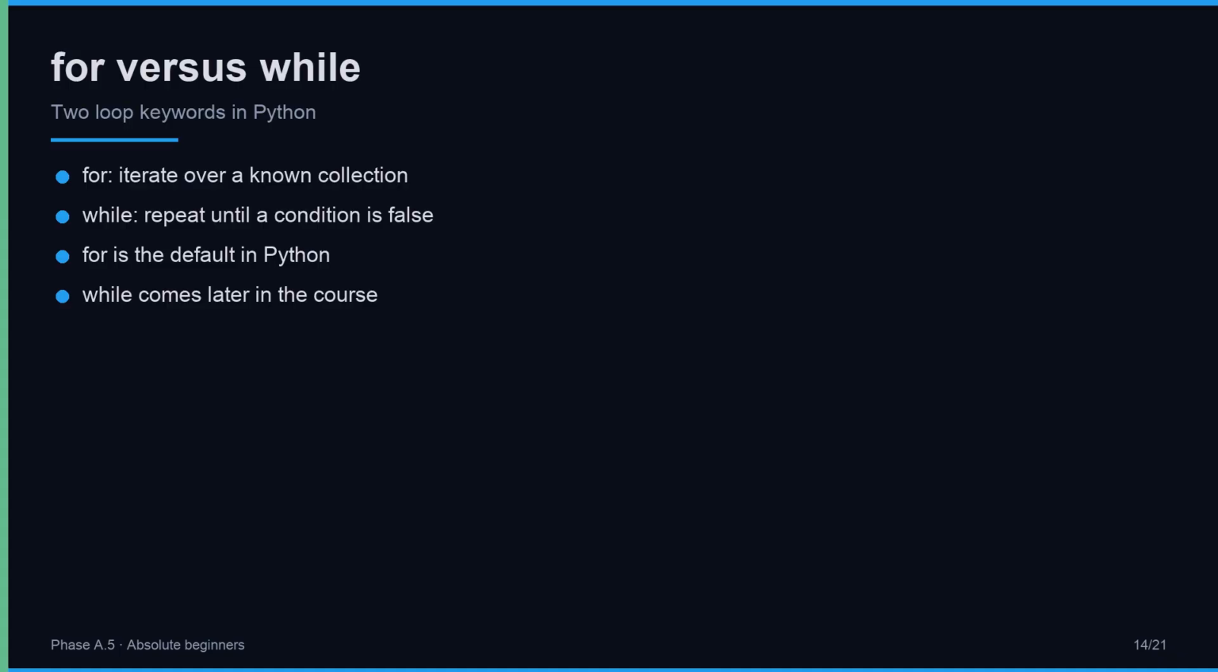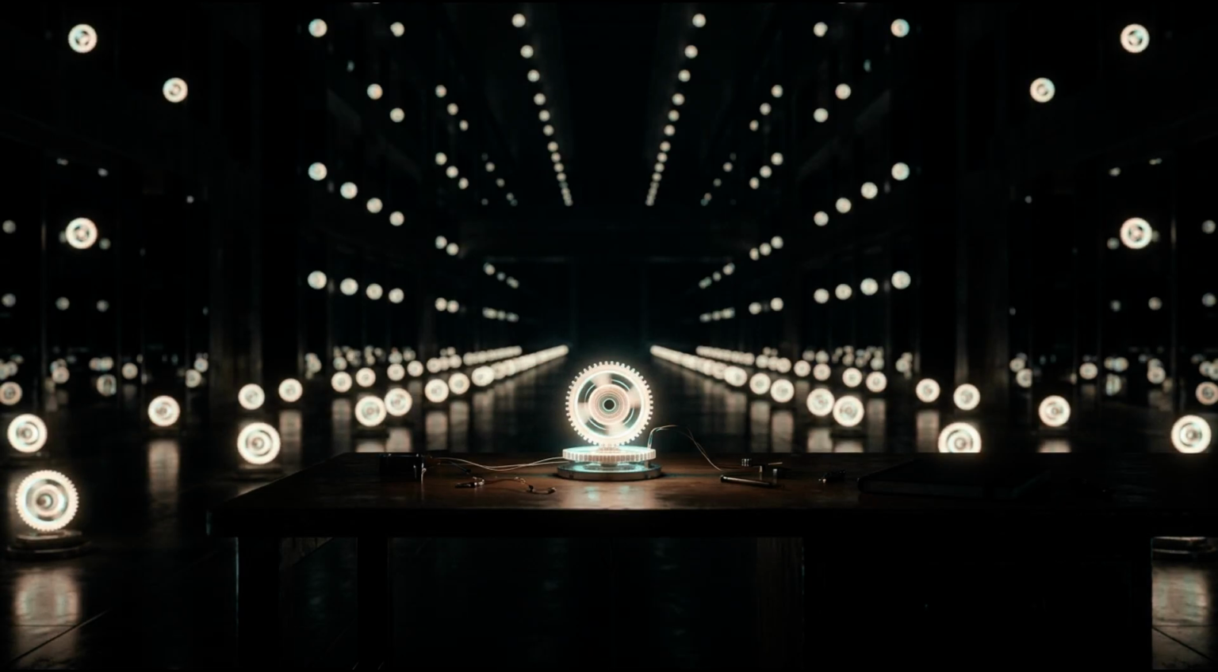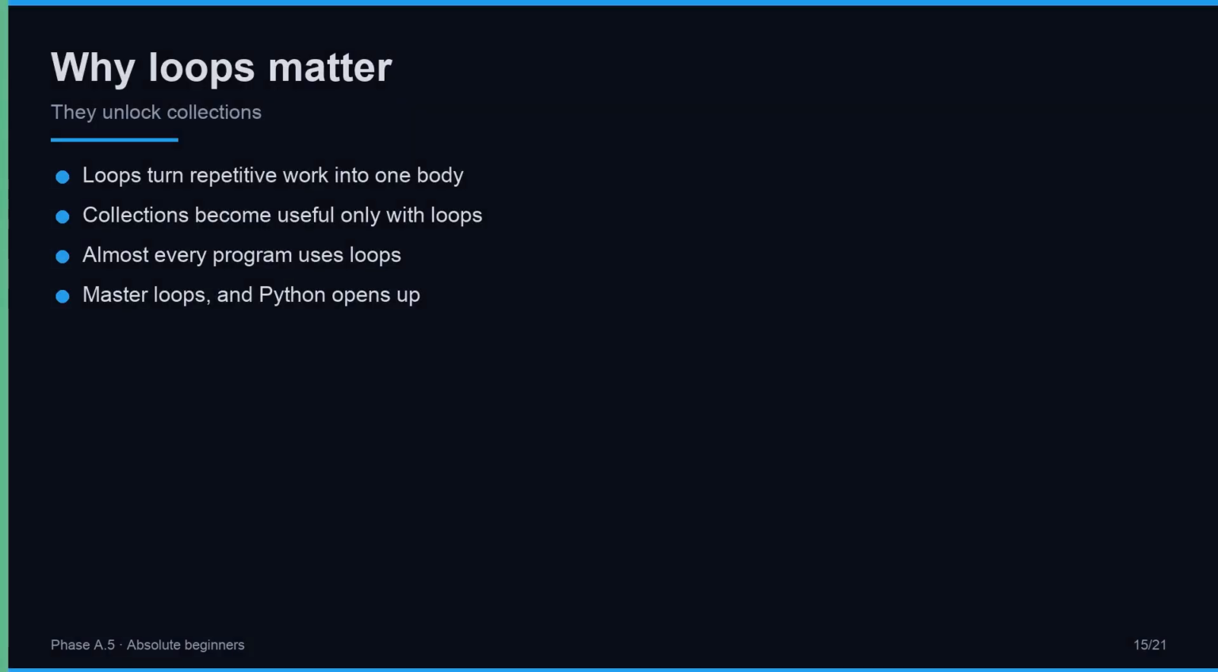For now, focus on for. It covers the vast majority of real looping you will do. For is the default. A few lines of code can do the work of thousands. That is the quiet power of a loop. One small body, repeated for every item. One body, much work. Why do loops matter so much?